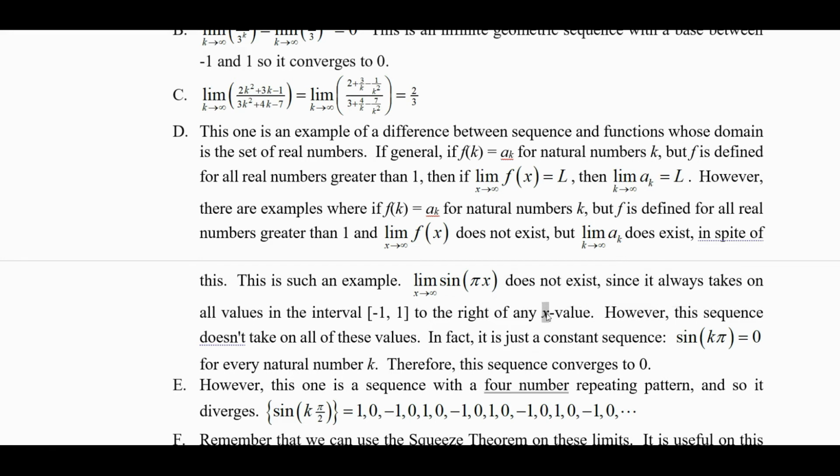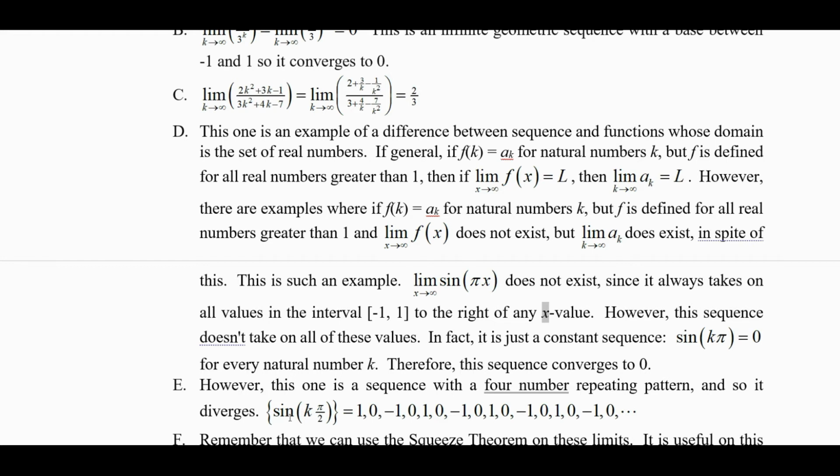So that limit just does not exist. However, this sequence doesn't take on all those values between -1 and 1. In fact, it's just a constant sequence. If you plug in natural numbers for k, any natural number multiple of pi, in fact any integer multiple of pi, when you take the sine of that, you get 0. So this is just the sequence 0, 0, 0, 0, 0. So the sequence definitely converges to 0.